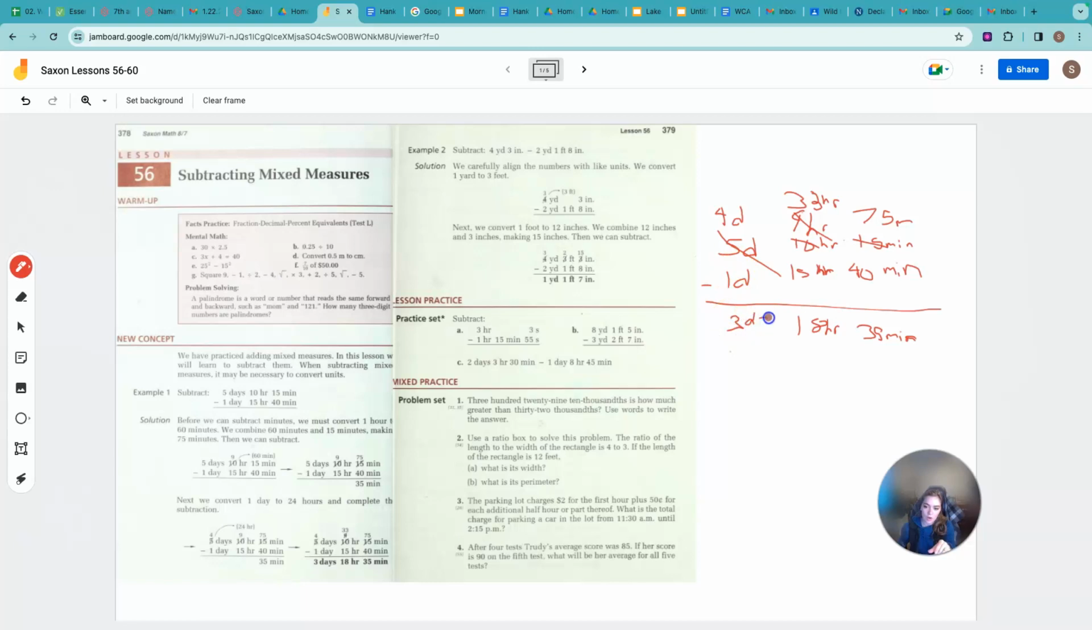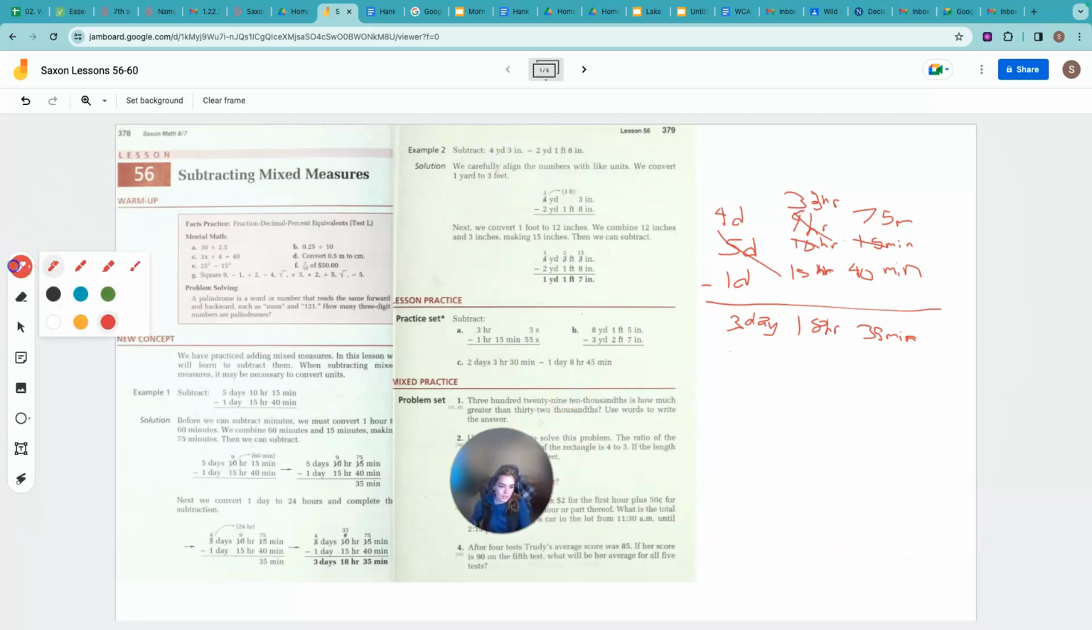So again, it's not complicated. You just want to make sure you write neatly, line things up correctly, and make sure you know what conversions you're borrowing with. So if it's minutes, you know that there's 60 minutes in an hour, there's 24 hours in a day.